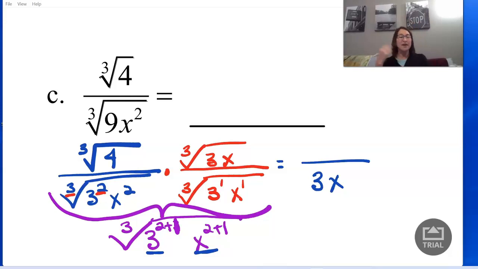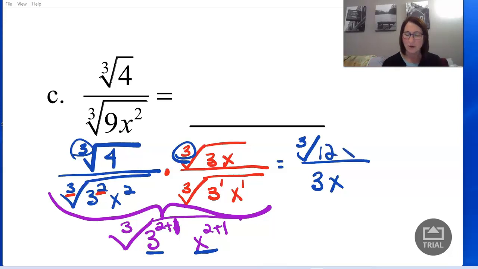All right. In the numerator, I have matching indexes. So I've got the cube root. I've got 3 times 4, which is 12. I can't take the cube root of that. So it's the cube root of 12x. That one's done.